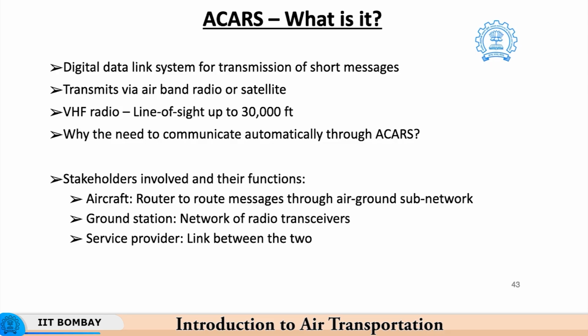thereby the need to implement ACARS. So the stakeholders involved in this type of communication is the aircraft, which makes use of a router to carry out the overall transmission through the air ground subnetwork. The second stakeholder is called the ground station or the airline ground station. This ground station makes use of a network of ground transceivers to carry out the transmission as well as relay the information. Then the third important aspect is the service provider, who basically covers the logistics required to carry out the transmission between the aircraft and the ground station.